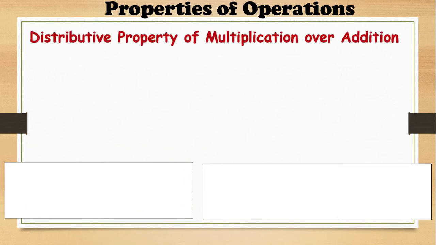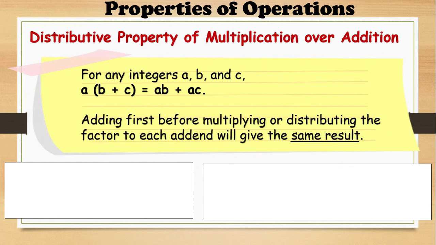Next, distributive property of multiplication over addition. So, pinagsama yung dalawa at tingnan natin. For any integers a, b, and c, a times the quantity b plus c is also equal to a times b plus a times c. So, mapansin nyo na i-distribute yung a doon sa b plus c by multiplication. So, adding first before multiplying, or distributing the factor to each addend, will give the same result.